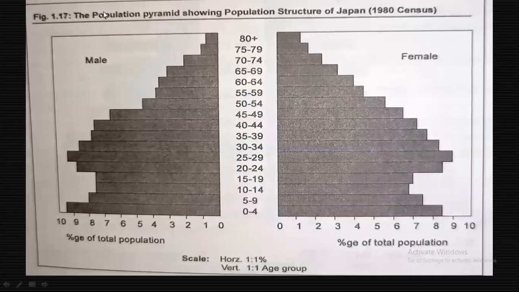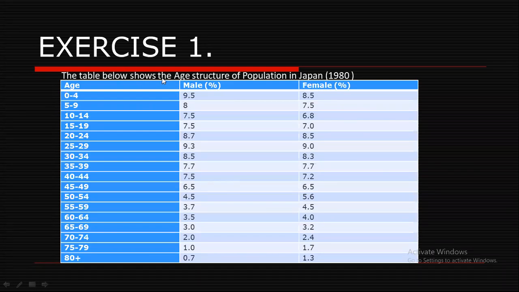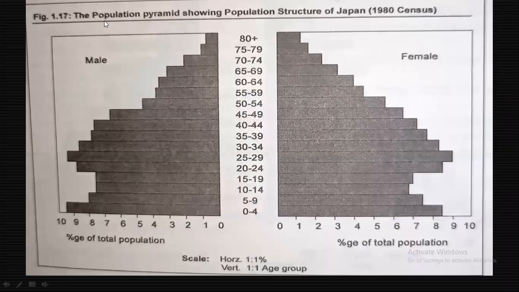Now, the title is the population pyramid showing population structure of Japan. Remember where we are getting the question. The question has said that the table below shows the age structure of population. When they say age structure, they mean this is the structure of the people, the ages, and these are the values. So this is where you get your title. So it is a population pyramid or the age and sex graph showing population of Japan in 1980, if it was census or something of the kind.